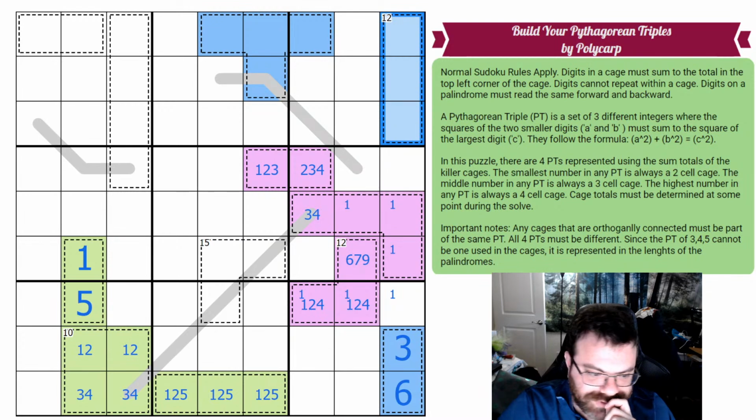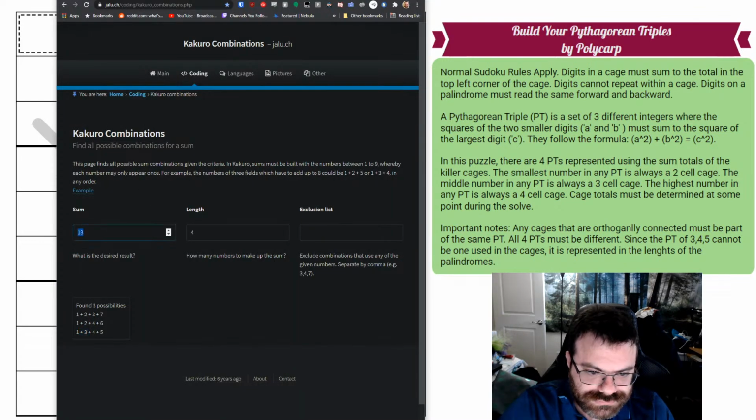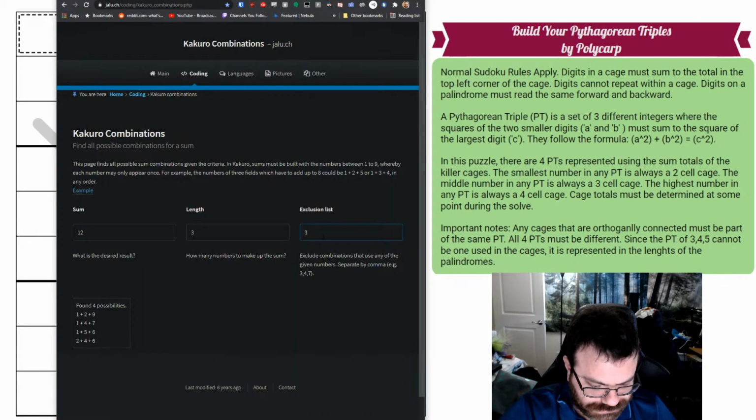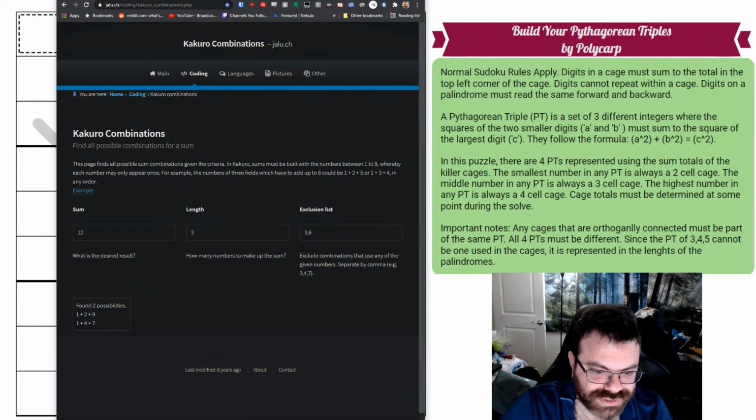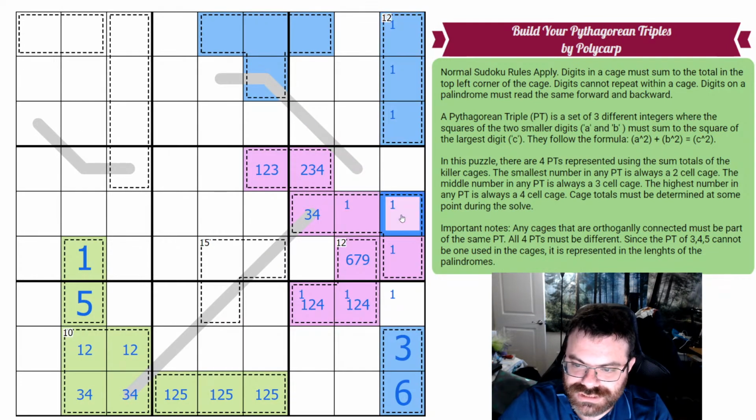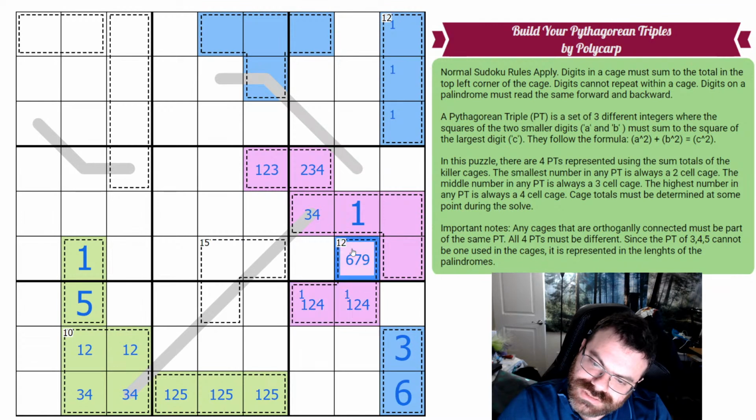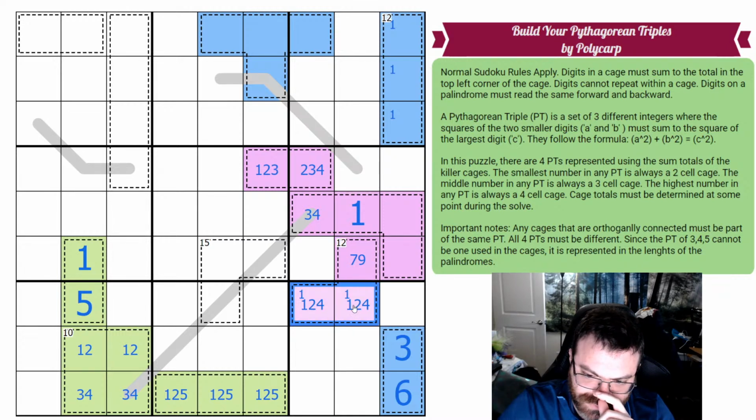12 in 3 without a 3 or 6, is that limited? 1, 2, 9 or 1, 4, 7. So it has a 1 in it. So that places this 1. And this does contain a 1. So 6 would have had to be 2, 4. So that's not possible anymore. So this is not 6. So this is 1, 4 with a 7 or 1, 2 with a 9. So we're either 1, 2, 9 or 1, 4, 7.